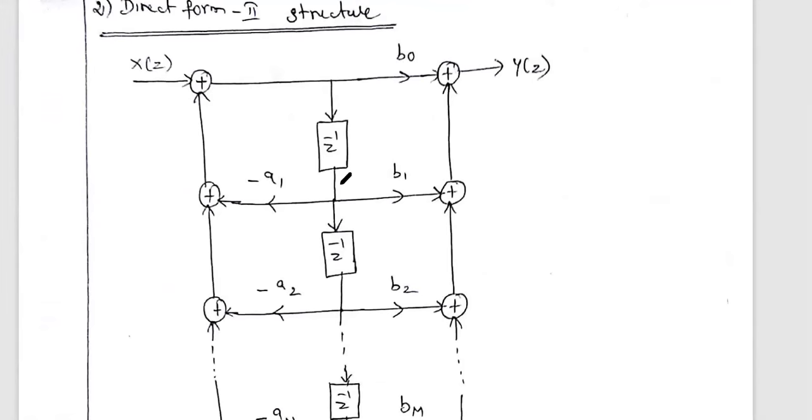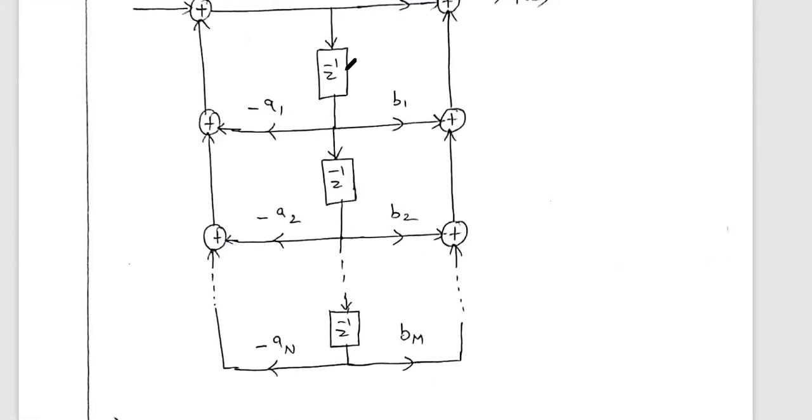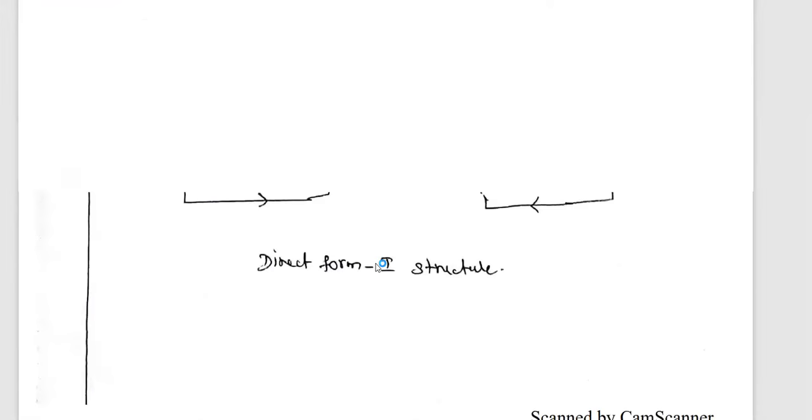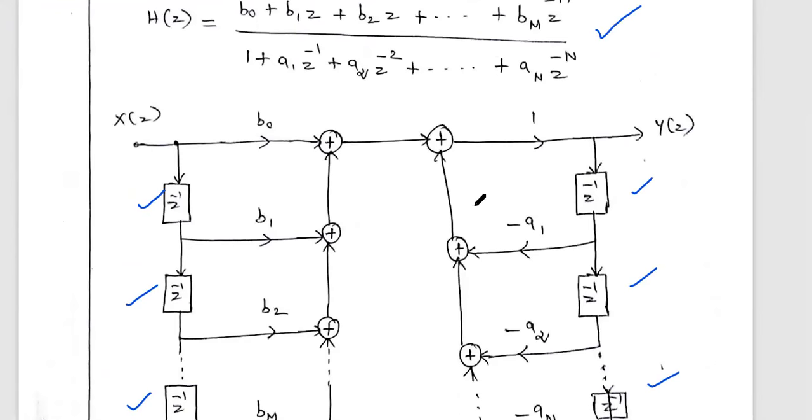In direct form 2, if you realize a system there instead of direct form 1, the number of delay elements, that is the Z inverse blocks used, automatically reduces. You see this is the direct form 1, where we used 3 delay elements here.